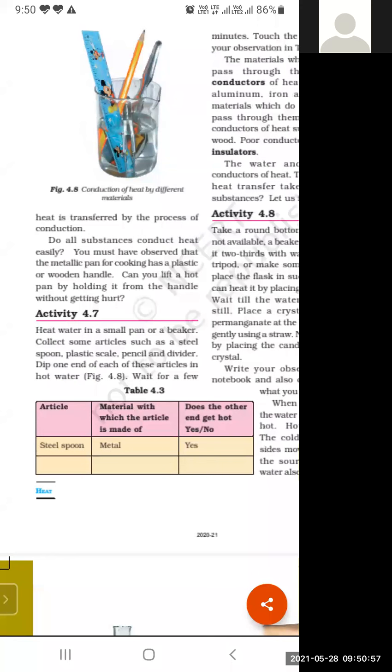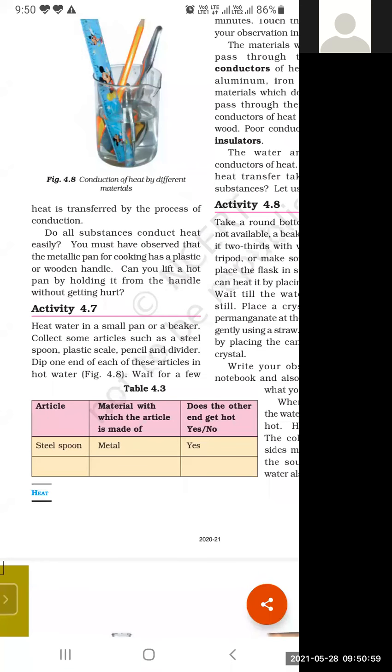This is the table. So you put your observation in this table. Like articles, that is a steel spoon made of metal. Material with which the article is made, that is a metal. So does the other end get hot, yes or no? Yes, because all the material made of metal will allow heat to pass through them because they are conductors of heat.